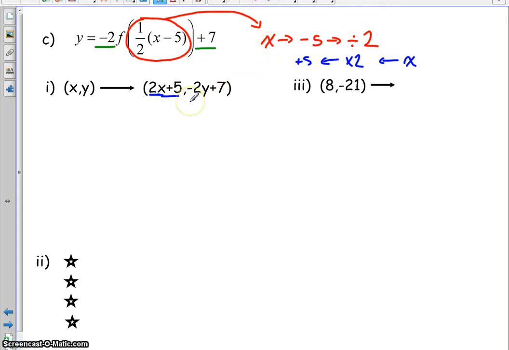Okay, so with that in mind, try the rest. Try and find the image point over here of 8, negative 21, and try listing your transformations down below.